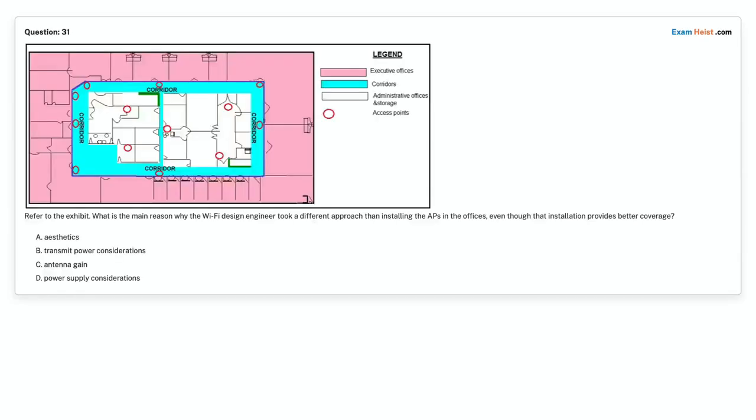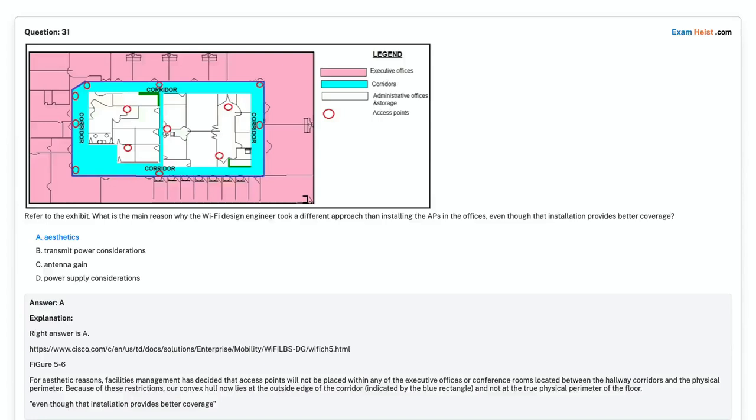Question 31. Refer to the exhibit. What is the main reason why the Wi-Fi design engineer took a different approach than installing the APs in the offices, even though that installation provides better coverage? Option A. Aesthetics. Option B. Transmit power considerations. Option C. Antenna gain. Option D. Power supply considerations. Choose the correct answer. Correct answer is option A, aesthetics.